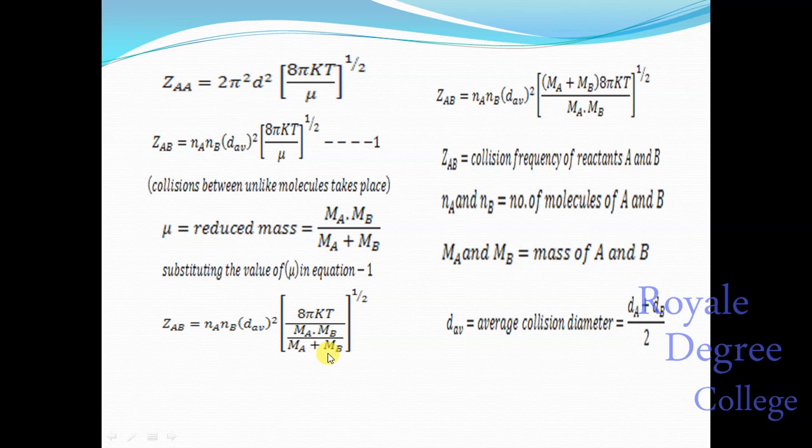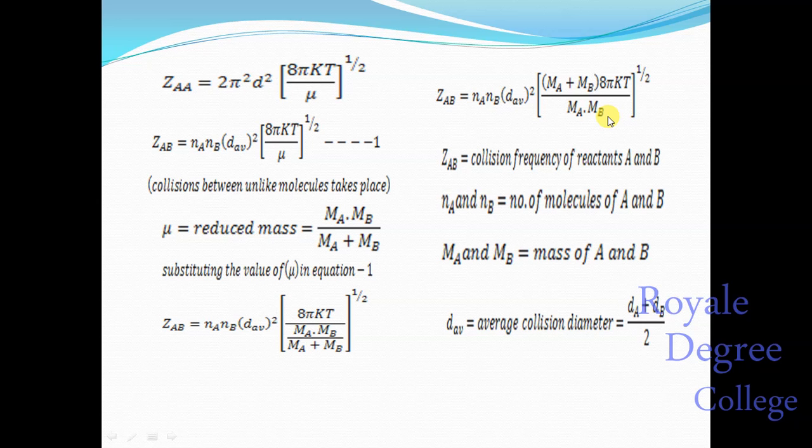That one we are keeping in our first equation, substituting the value of mu in equation 1. So we have already substituted here, you can see. Then in the next step, what will happen? It is getting reversed. That is, this Ma plus Mb is going to the numerator. Rest of the things are as it is.